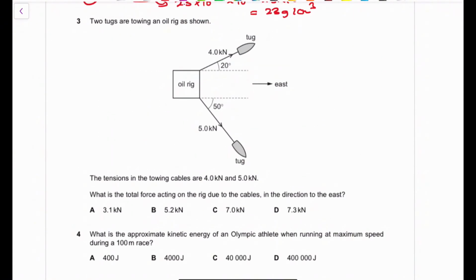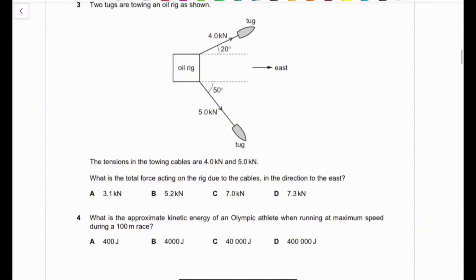We'll be given two tugs that are towing an oil rig. So we have tug 1 and tug 2. And the tensions in the towing cables are 4 and 5 kilonewtons. What is the total force acting on the rig due to the cables in the direction to the east? So this is the direction to the east.